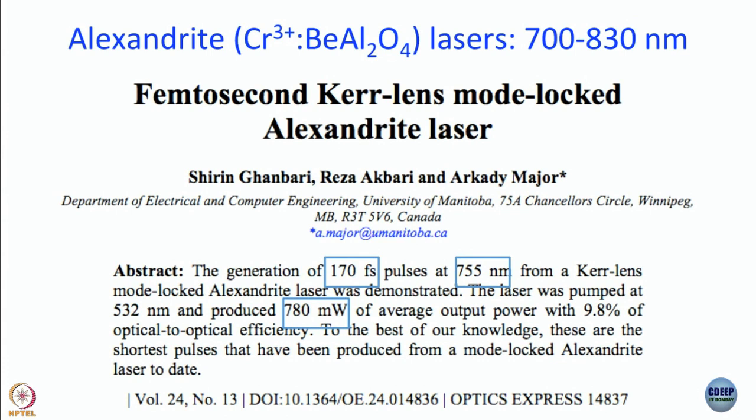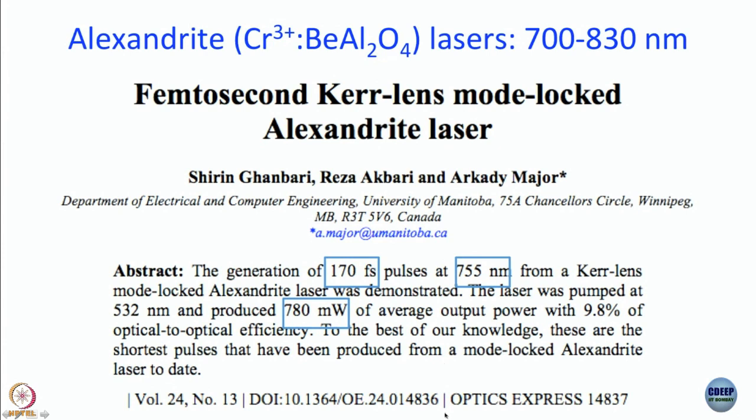In fact, I think in 1979 or so, the first tunable solid state laser was made using alexandrite. So, it has been there in the market for a long time. But why is it that Ti:sapphire is so popular, alexandrite is not so popular? The answer is sort of there on this slide. Just see the bottom line. This paper we are discussing by Major and co-workers was published in Optics Express, which year?